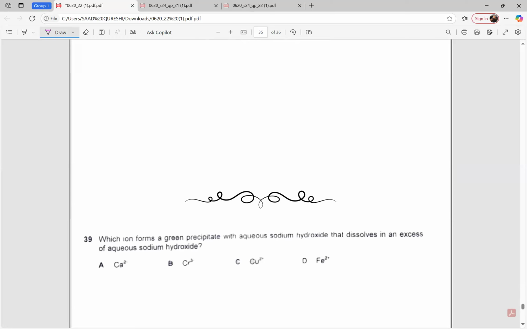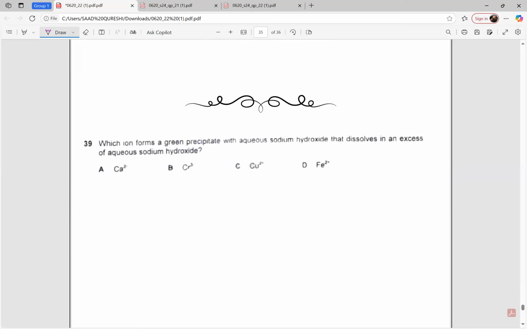Number 39, which ion forms a green precipitate with sodium hydroxide that dissolves in aqueous sodium hydroxide? So this is written in the data sheet, which is also your chapter 22. So previously you didn't used to learn chapter 22, but now you have to learn the test for the ions. This is the test for the cations. Whenever we have sodium hydroxide written and a colored precipitate, when we add sodium hydroxide dropwise and then in excess, this is a test for any cation, positive ion.